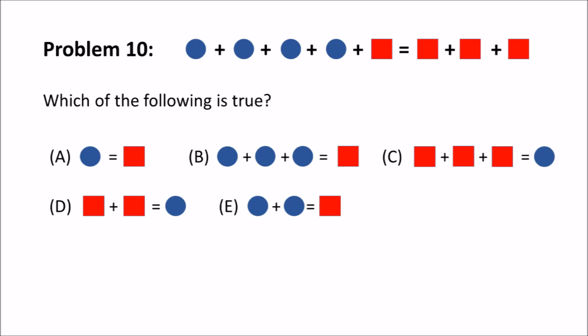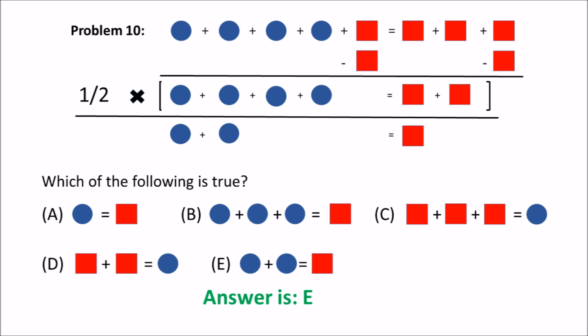Problem 10. 4 blue circles and 1 red square equals 3 red squares. Which of the following is true? E is the correct answer because if you substitute 2 blue circles in for each red square, the equation balances. And as you can see here, E is the answer, and this is another way to solve it.